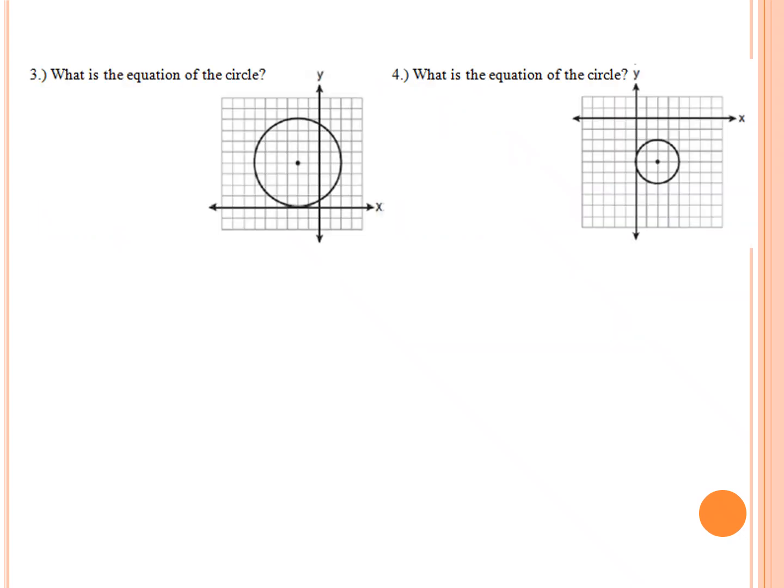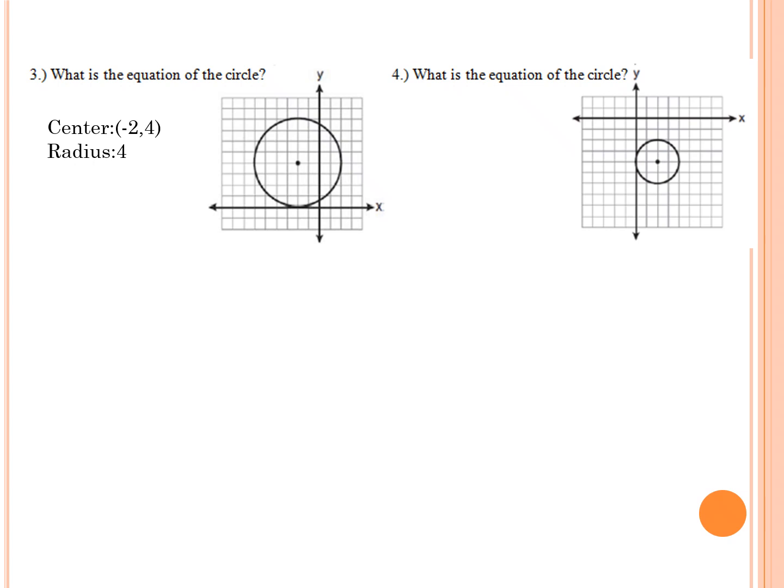With 3 and 4, it's the same exact question, just instead of giving you the center and the radius, you need to find it for yourself. Please remember that anytime you're dealing with a circle equation, you must have a center and a radius. So I simply write down the coordinates of the center, negative 2, 4, and the radius is 4.